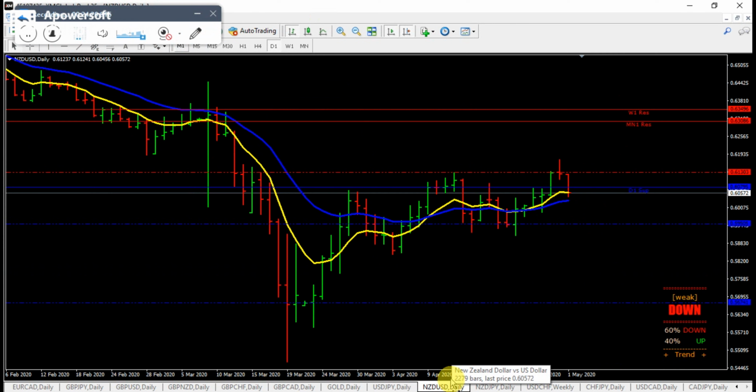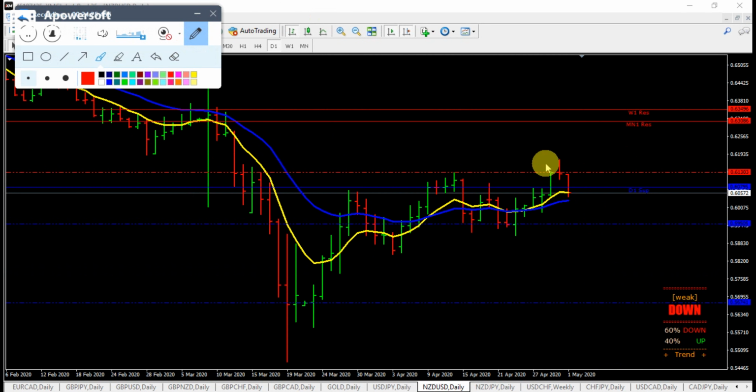I will use New Zealand, NZD USD. From now, I'm expecting this pair to come down and then it's going to go up. But we have to wait for the confirmation. As you can see, it touched our key resistance level. Now it has started coming down. It's already down 70 pips.